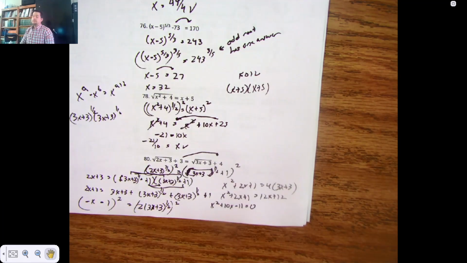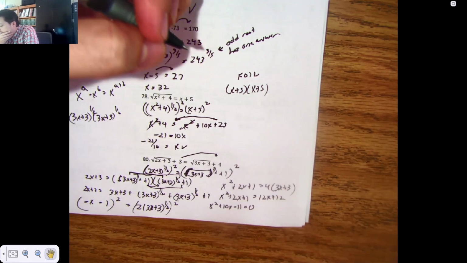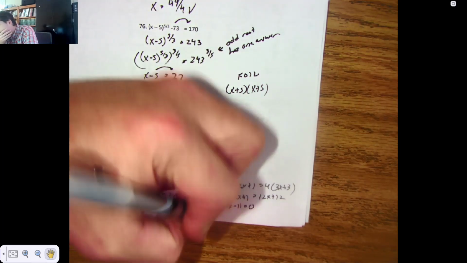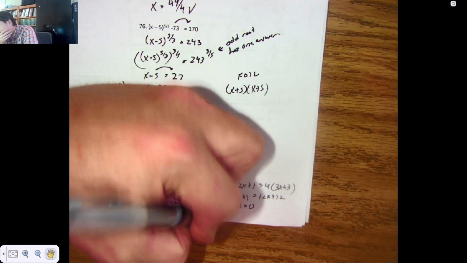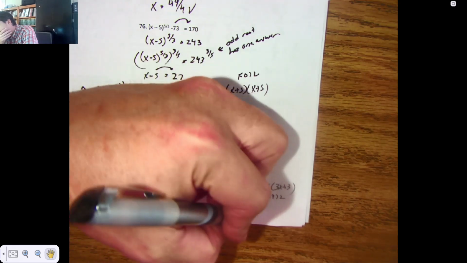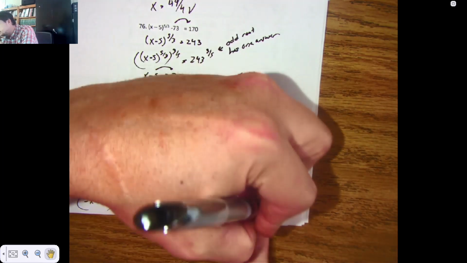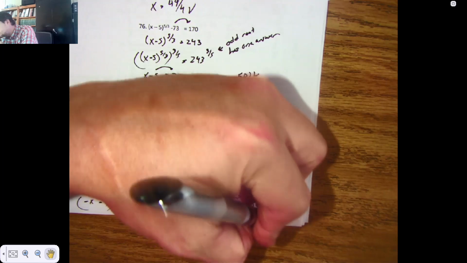What's amazing is that when I made this problem up, I did it so that I would come up with something that factors. That is amazing. I don't even remember making this problem up, but I did it around 17, 18. Did I actually make something that factors? No, I didn't. Yeah, I did. This factors as x plus 11 and x minus 1. Zero product property kicks in, x is negative 11 or x is 1.